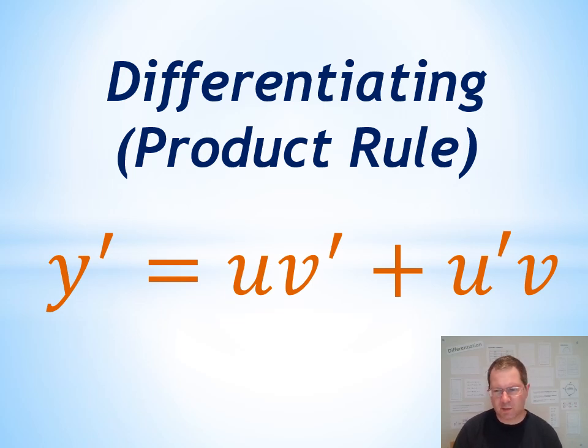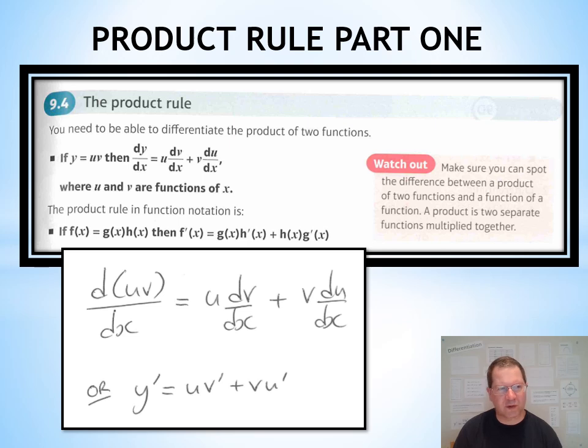Hello. In this video we're looking at the second of the two differentiation rules, the product rule, which can be written as y dash equals uv dash plus u dash v. As you should already be aware, a product is what you get when you multiply two things together. So if we have two functions of x, u and v, and we know how to differentiate each of them individually, but we want to differentiate the product uv, then we can use the product rule.